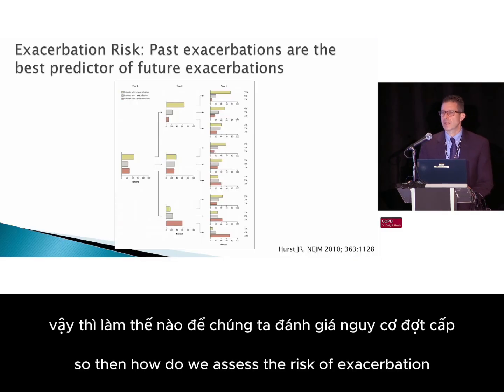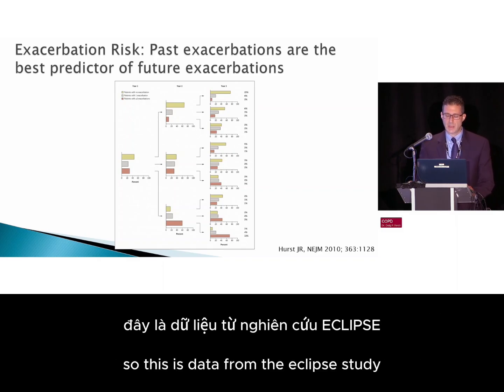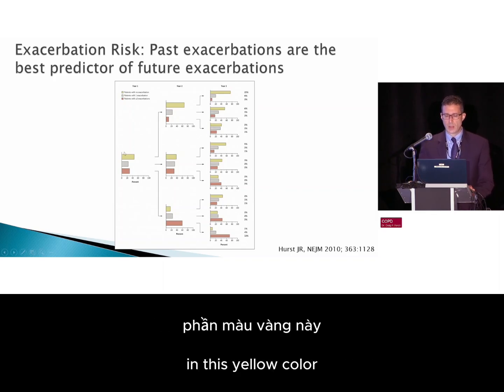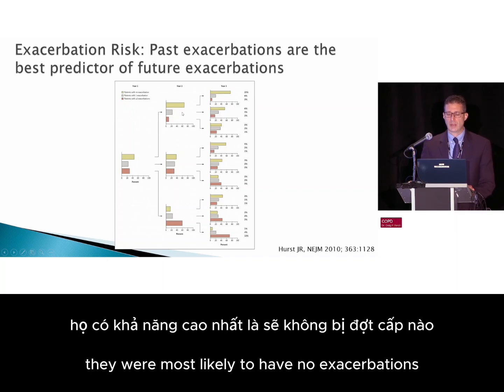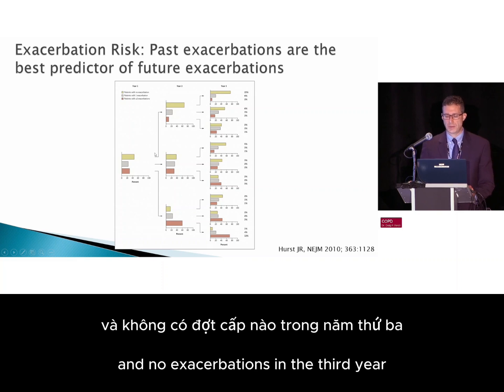So then how do we assess the risk of exacerbation? The best predictor is what happened in the past. This is data from the ECLIPSE study, which followed over 2,000 COPD patients for 3 years. In this yellow color is patients who had no exacerbations in the first year. They were most likely to have no exacerbations in the second year and no exacerbations in the third year.